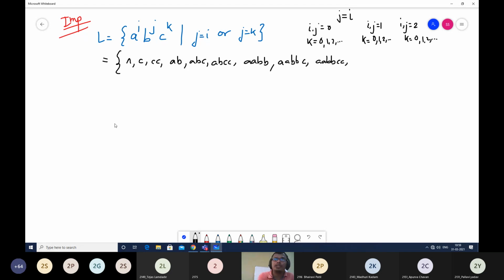Now if I try to write the production rule for this, see. I write S is equal to, I have two patterns in this basically. One pattern is dealing with how I maintain the number of A's equal to the number of B's. For every A, I should have a corresponding B, right?